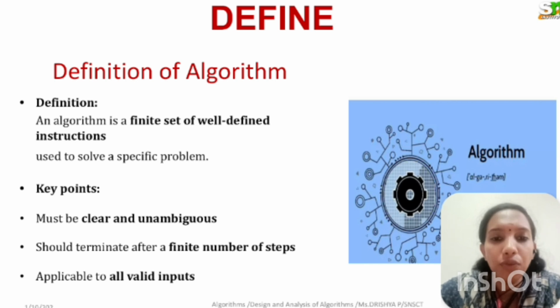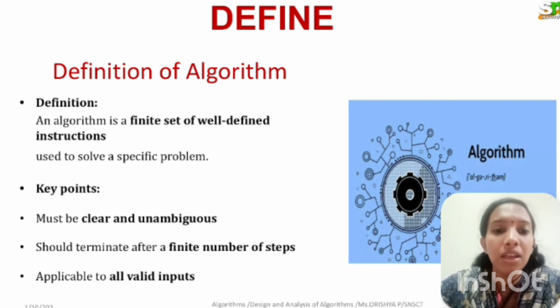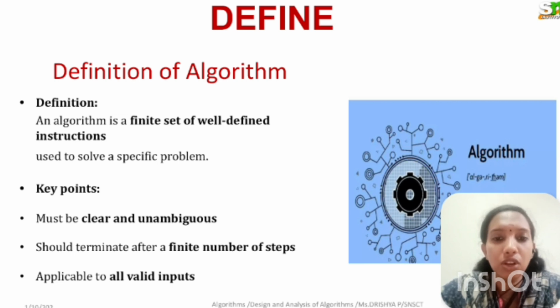The definition of algorithm: an algorithm is a finite set of well-defined instructions. The instruction means the step-by-step procedure. What is the next step? What can we do now? After completing this step, what is the next step? That is the finite set of well-defined instructions. That is the definition of algorithm. Then those instructions are used to solve a specific problem.